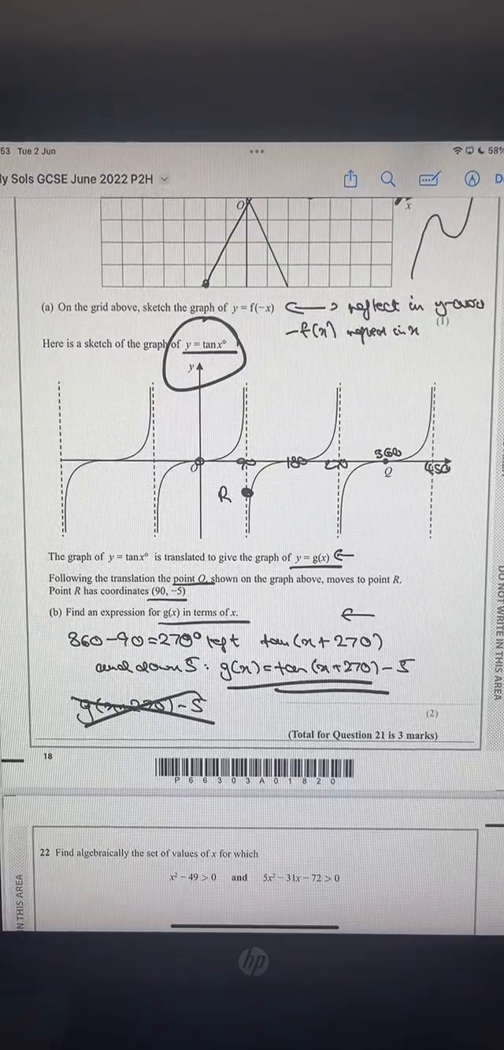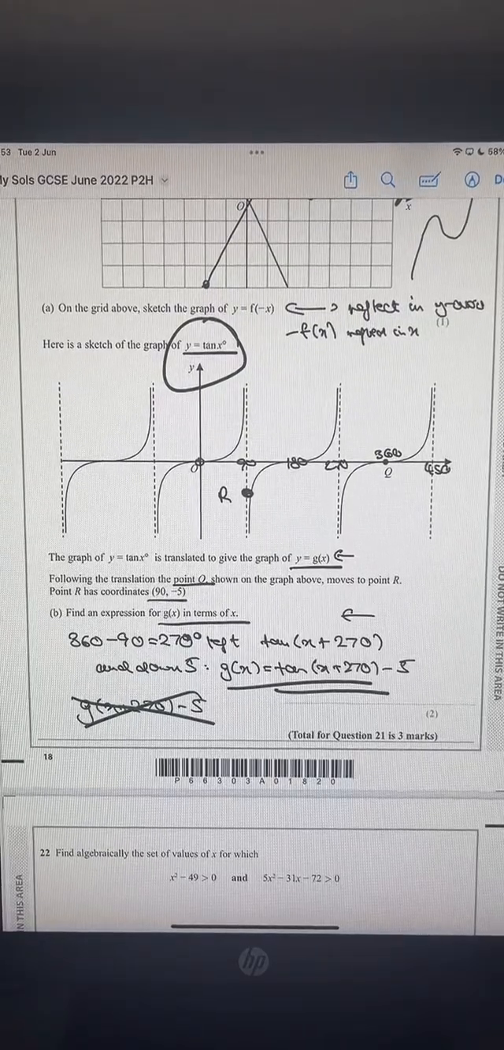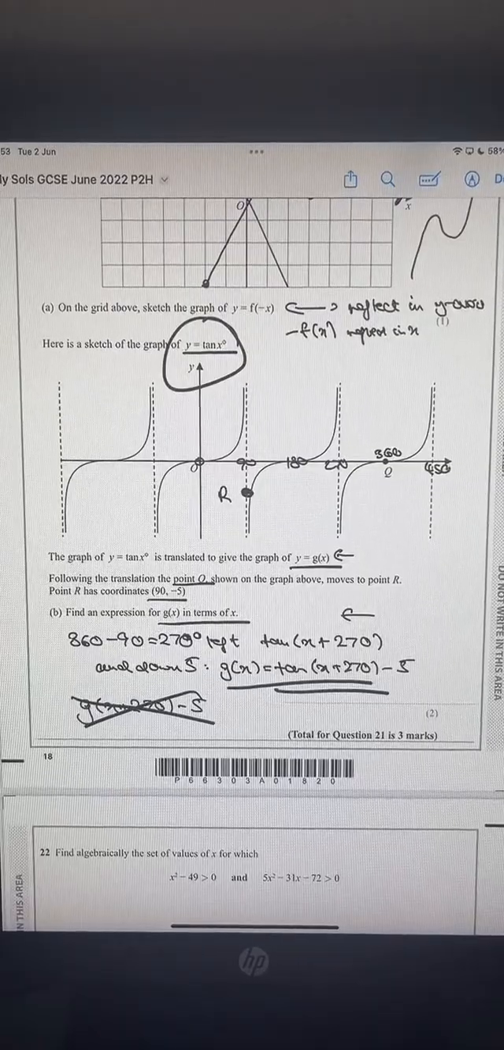Hopefully that makes sense. Why are people flirting again in my comments? This happened yesterday. This is just a maths life. Okay, cool. I don't even know what's happening. Okay, back to circle theorem.